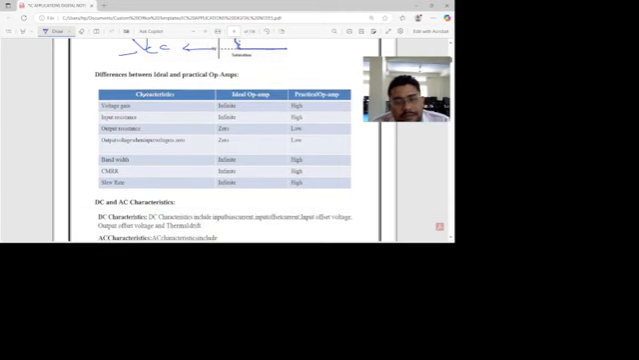So we will see the difference between ideal op-amps and practical op-amps. First is the voltage gain. Voltage gain must be infinite.